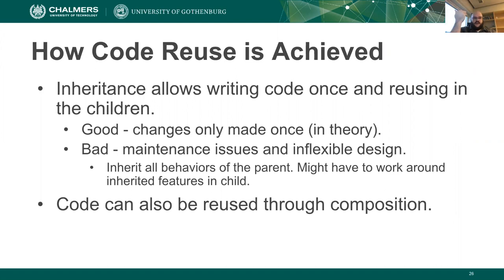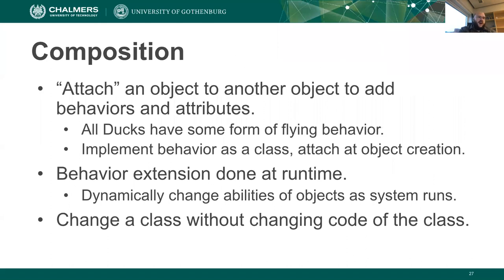And as we saw with ducks and their flying and their quacking, behavior can also be reused, written once, changed in one place through composition, right? And the idea of composition is that we can take the pieces of the system, these reusable assets, objects, and we can use those as building blocks of something else, and we can swap them out freely. We can grab an object in the system and expand what it can do by attaching an object to it.